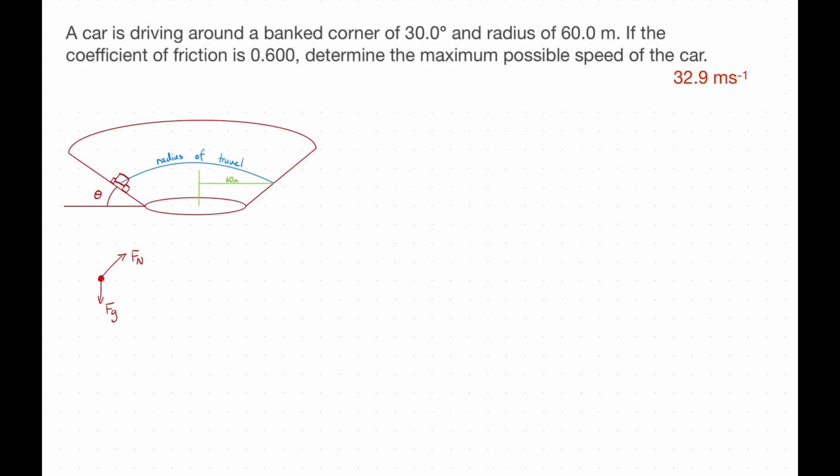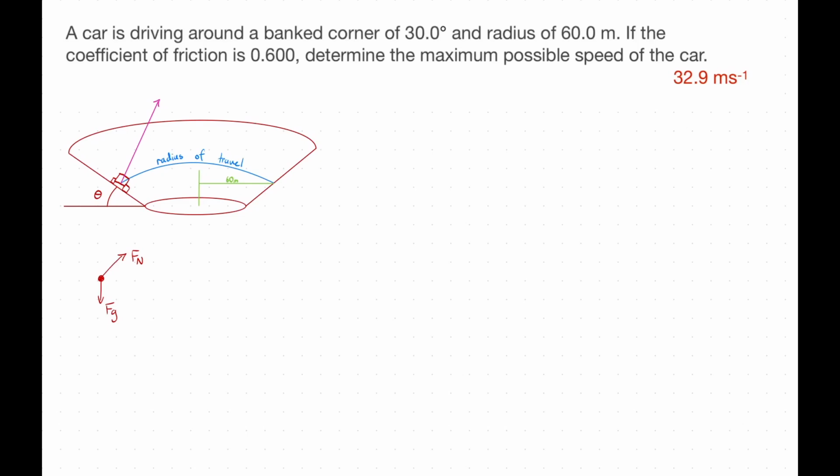However, in this question, we have also got friction. Now, friction, if we think about this, the car is actually going to want to continue in a straight line and it's going to travel out of the circle. So that means that our friction is going to oppose that change. So therefore, it's going to try and keep it in the circle.